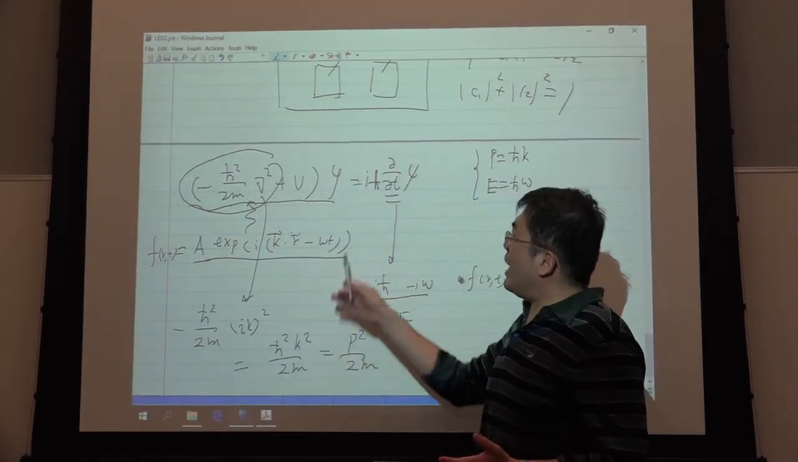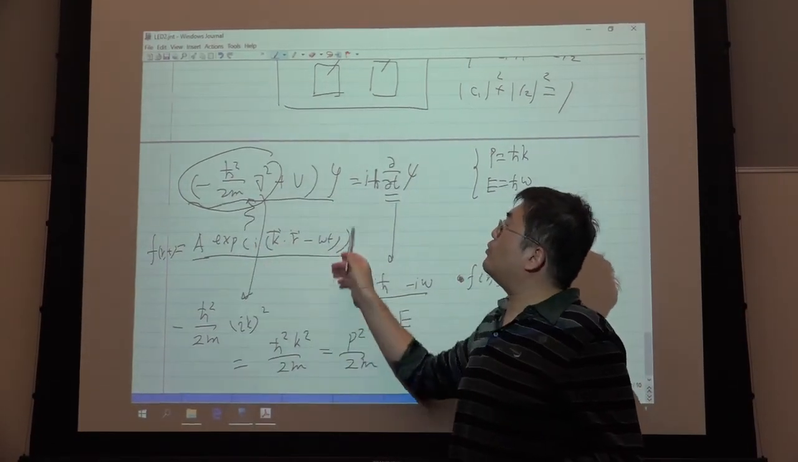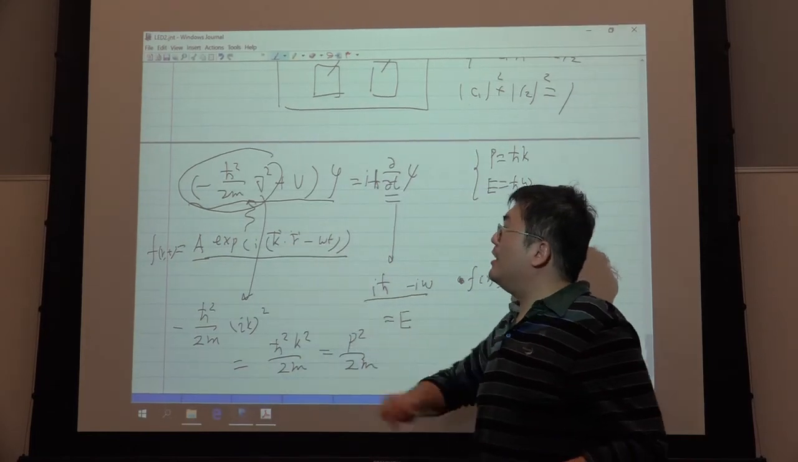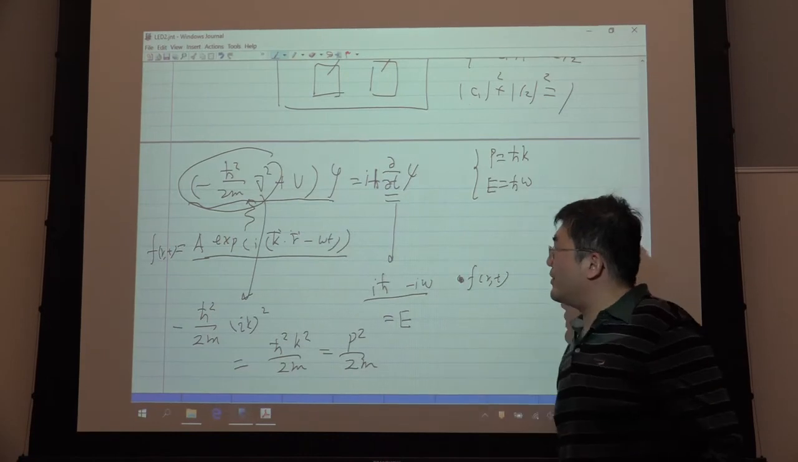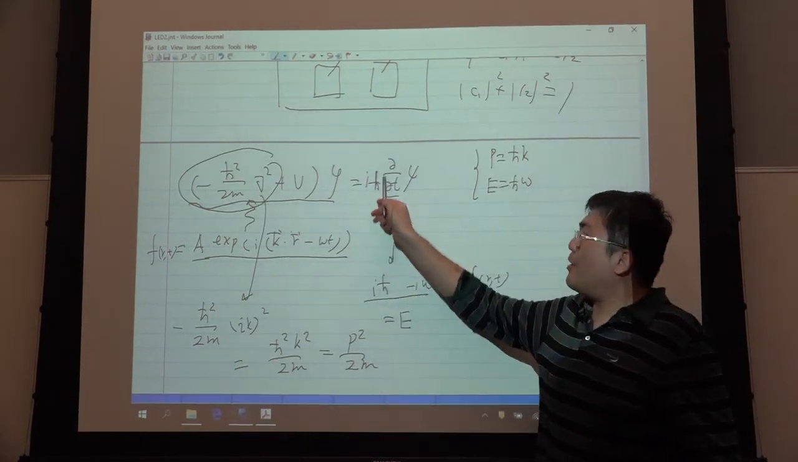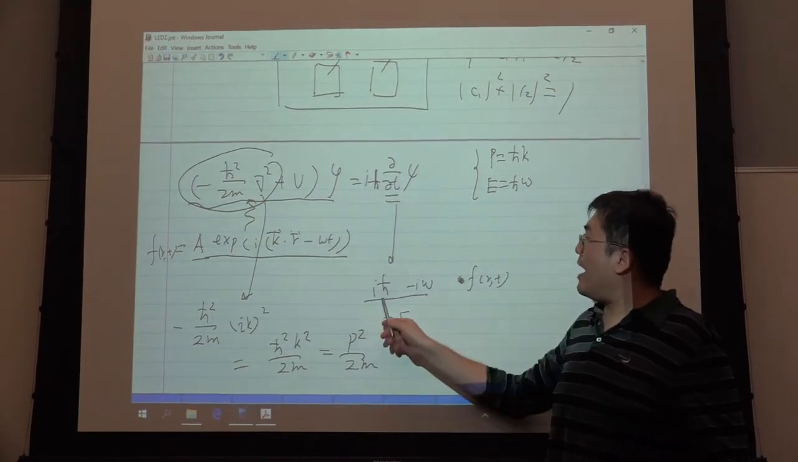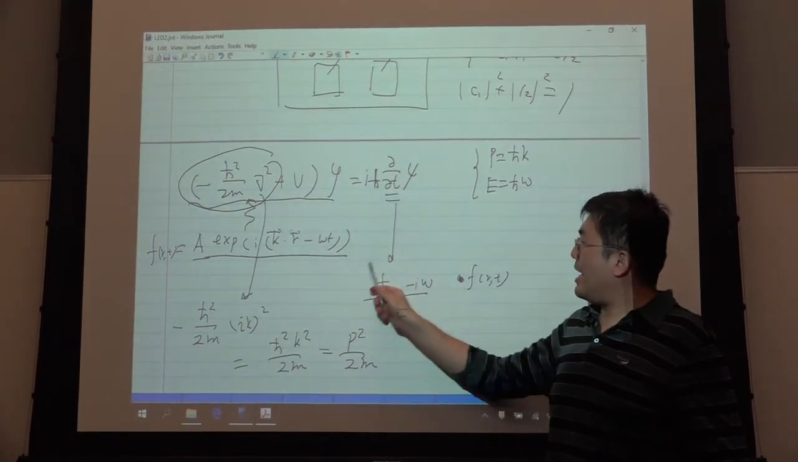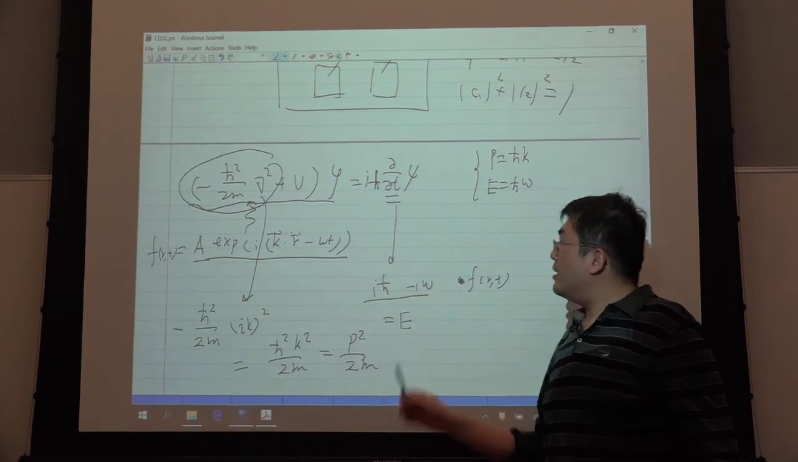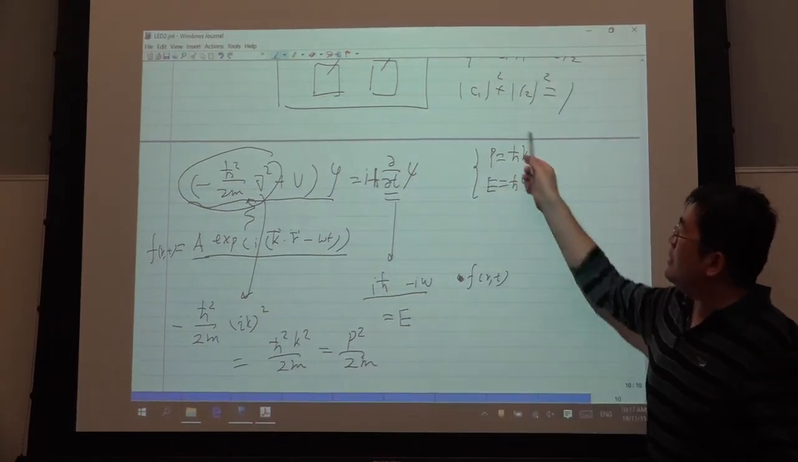Initially I know the guess is a wave form, similar to a photon, e to the i K R minus omega t. So the electron is also similar to a photon, they have interference or wave nature. So they guess they have i h bar here. This partial t gives minus i omega. So they get h bar omega equal to E. This is a founding first.